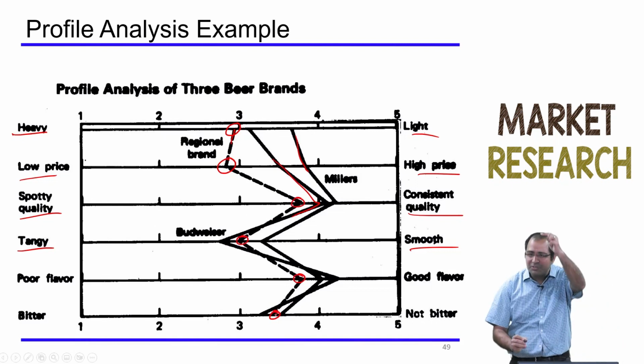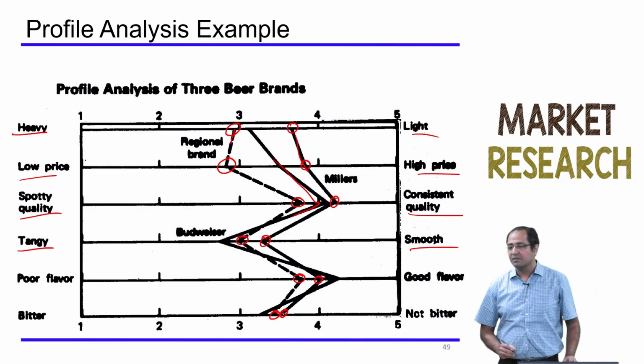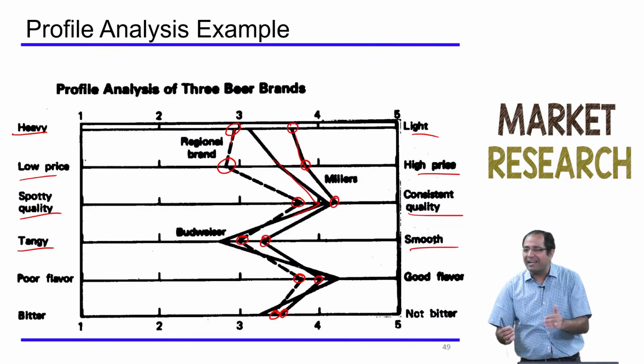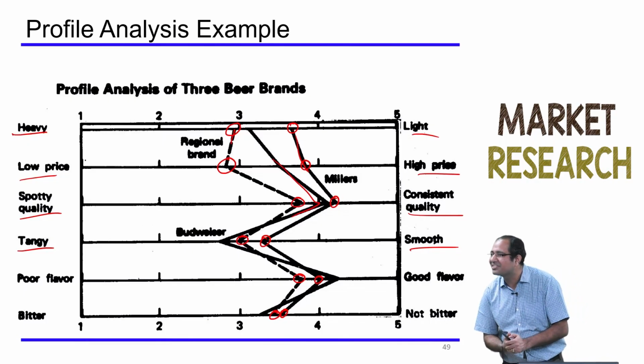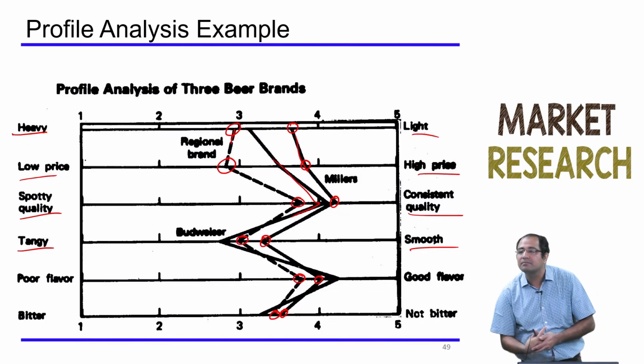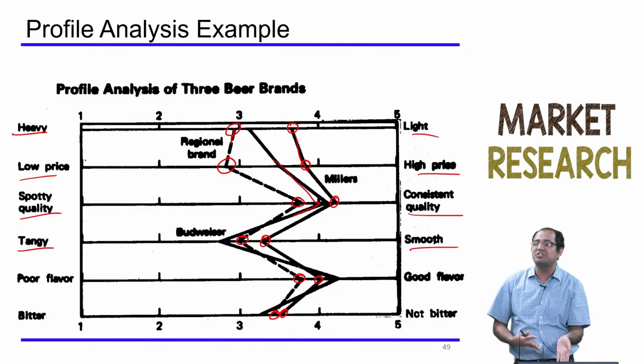This is for a regional brand, and you join the lines. Then for Miller's. Once you do this profile analysis, you will know how people think about your brand as compared to a competitor brand. Sometimes what you are trying to say as your USP, in the profile analysis you see that you are lagging in that.